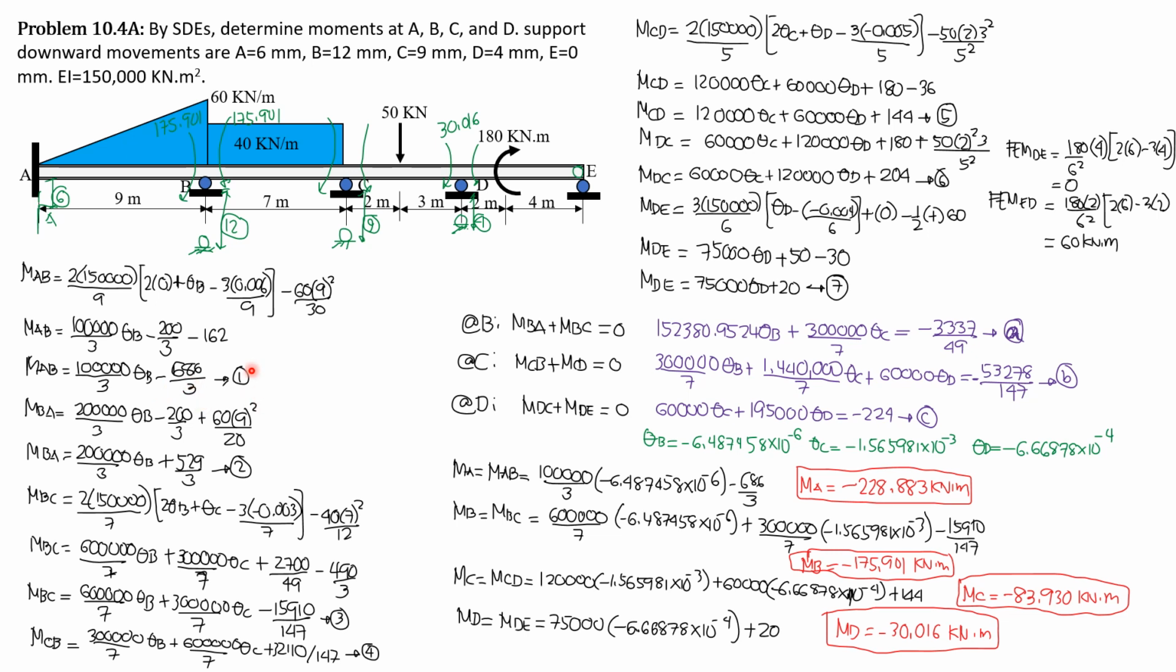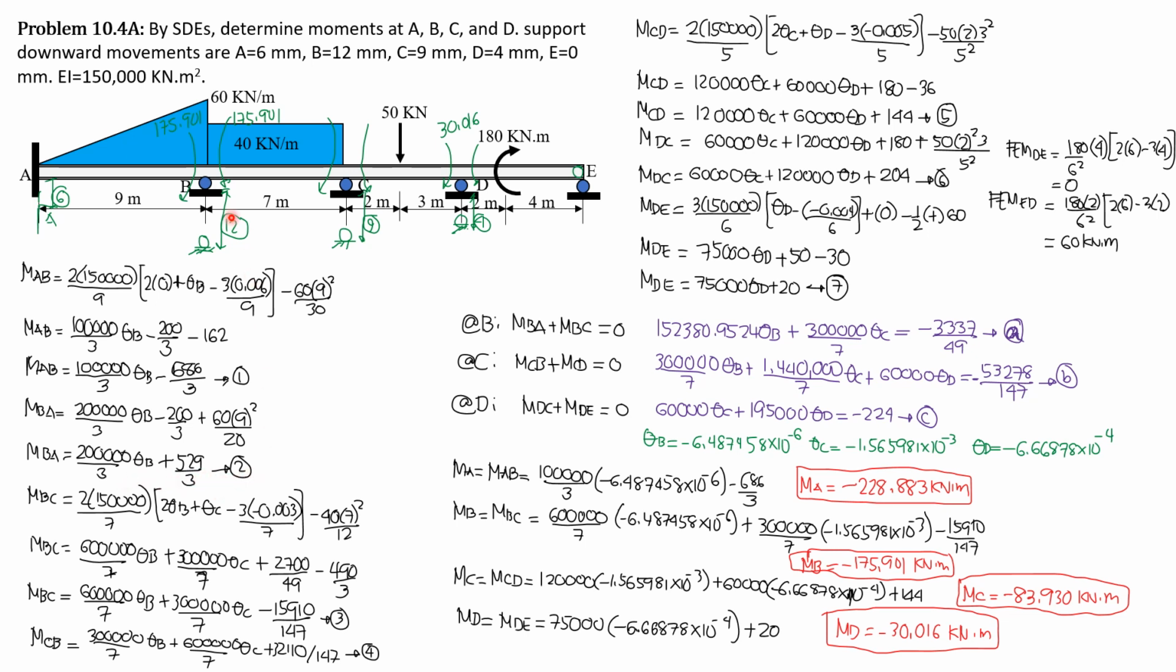Call that equation 1. Then MBA, all you have to do is double theta B and only plus theta A, which is 0. So we double this, 200,000 over 3 theta B, then minus 200 over 3, which remains the same for the side swing moment. Then the new fixed end moment at B, because B is at the right, is positive WL square over 20. So 60 times 9 square over 20. Combining, moment BA is 200,000 over 3 theta B plus 529 over 3.